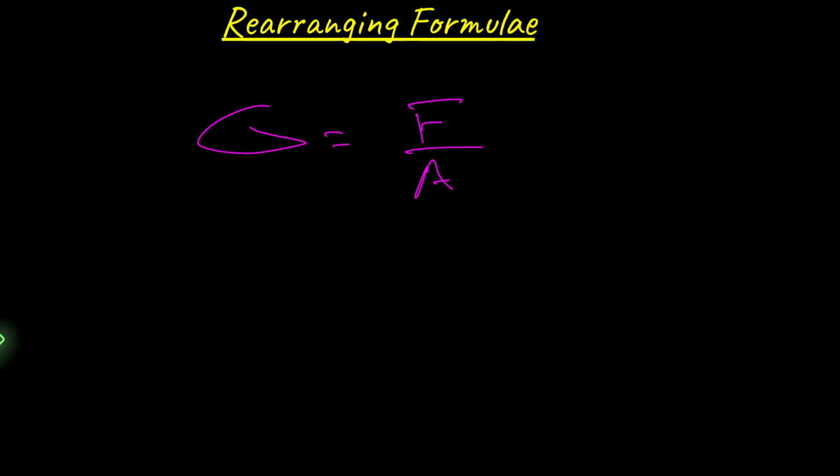So we end up with A equals F over stress. The other variation of this, or the more fundamentally solid method here, is because what we need is area in the numerator, what we could do here is first multiply both sides by area.